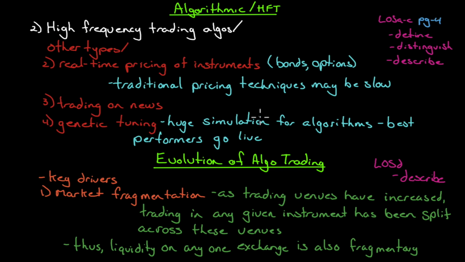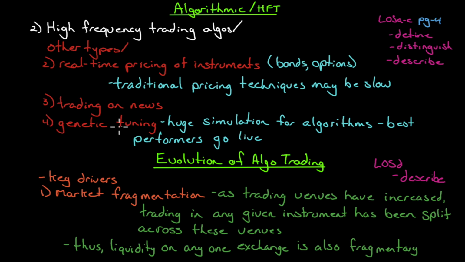All right, number 2, real-time pricing of instruments like bonds and options. Traditional pricing techniques may just be too slow, so that by the time the exchange updates the price, the algorithm might have figured out, well, you know what, there was a brief second in there where it wasn't correct, and it can take advantage of that. It would arb it very quickly. Trading on news, well, we've already mentioned that earlier.